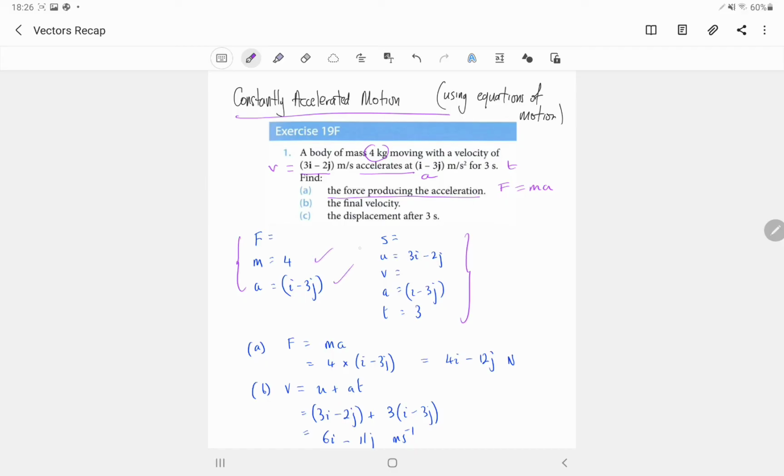So if we're looking for force, we're going to use force is equal to ma. So we have m, we have a. So for part A, we'll do force is equal to mass times acceleration. So acceleration multiplied by 4. And there we go, 4i minus 12j.